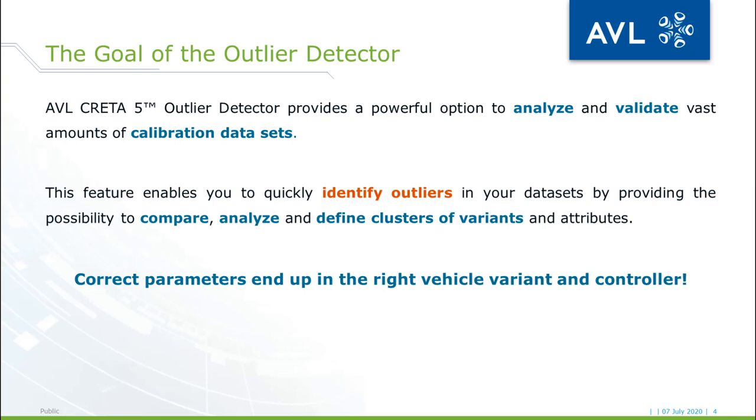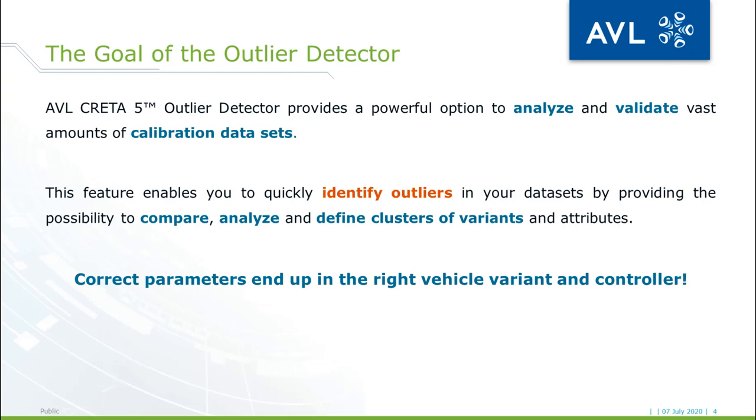So what is the idea behind the Outlier Detector? As parameter management projects are getting more and more complex, dataset validation is getting more challenging as well. The goal of the Outlier Detector is helping the user to keep the parameters consistent in a global shared project. This task can be very time-consuming.